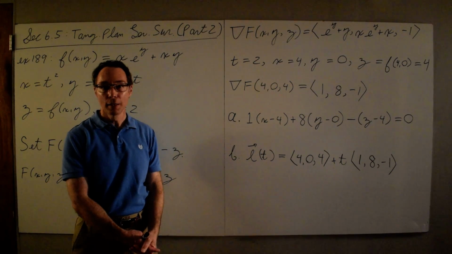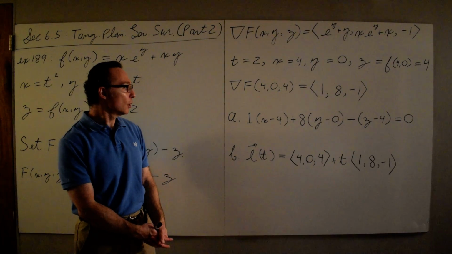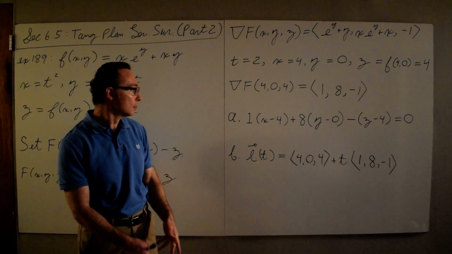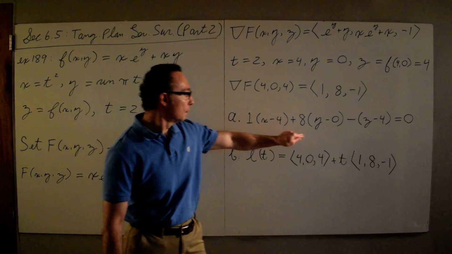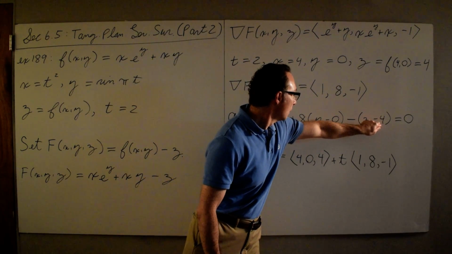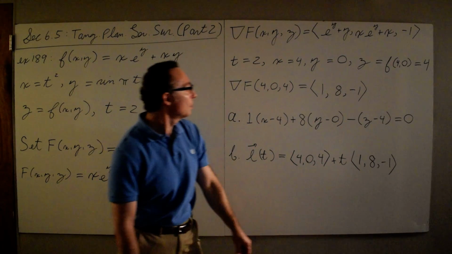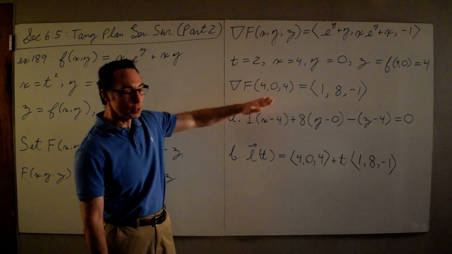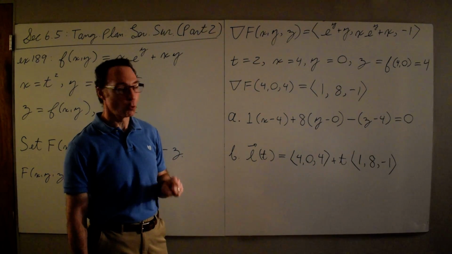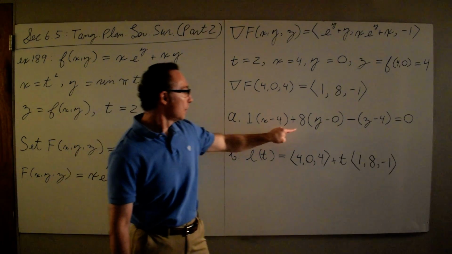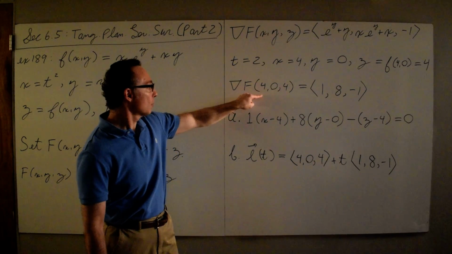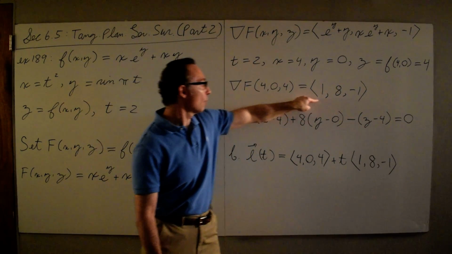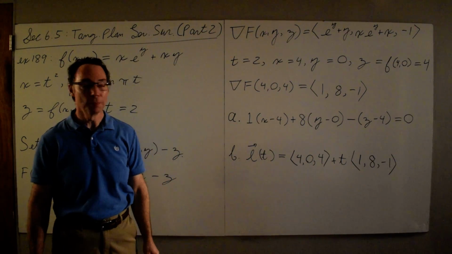What is part A? We want the equation of the tangent plane. So we want the equation of the plane that contains the point 4, 0, 4, and has normal vector 1, 8, negative 1.